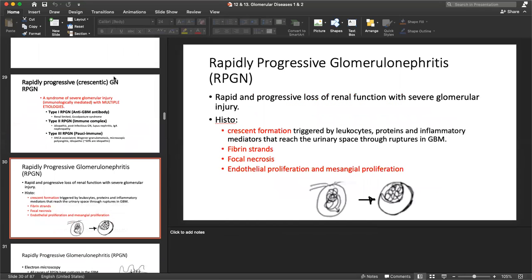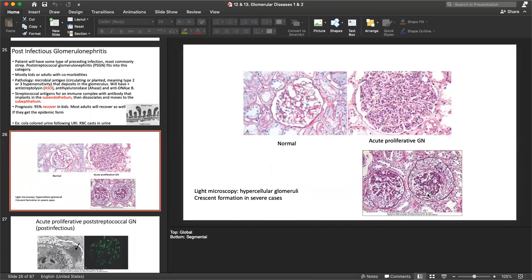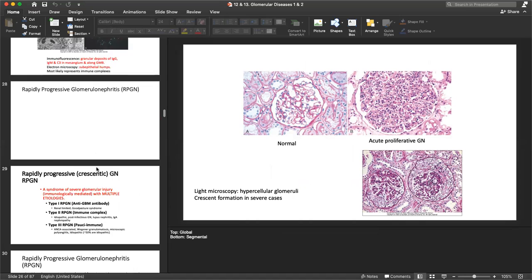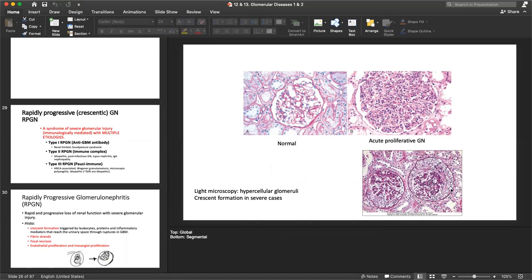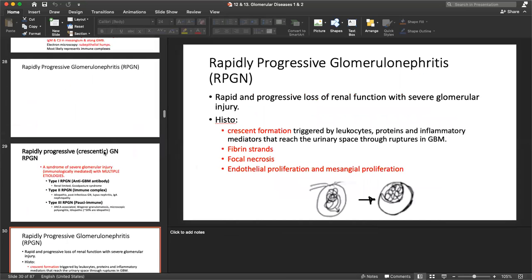Okay. So on histology, it's going to be that crescent formation like we saw right here, and that's if it gets really bad. So I would remember this one more for our post-infectious glomerular nephritis, and I would remember the crescent for our rapidly progressive glomerular nephritis. There's going to be fibrin strands, focal necrosis, and then there's going to be endothelial proliferation and mesangial proliferation.